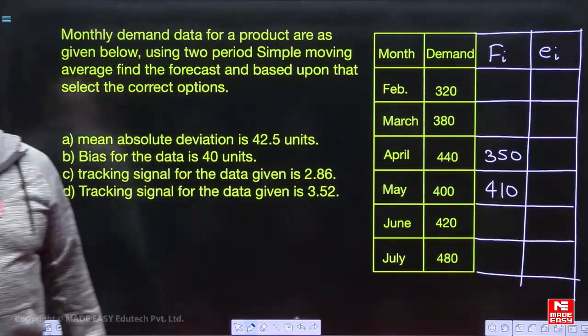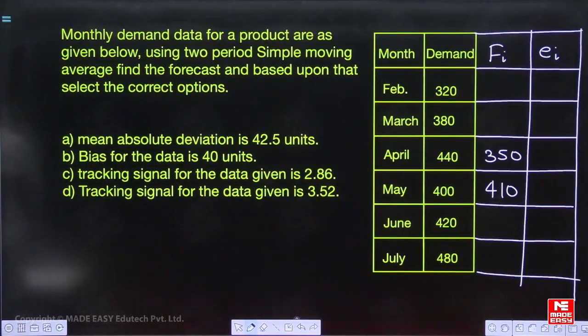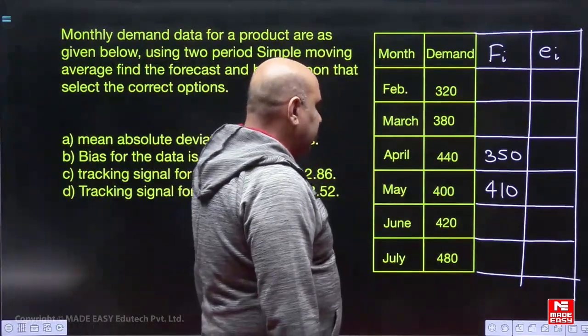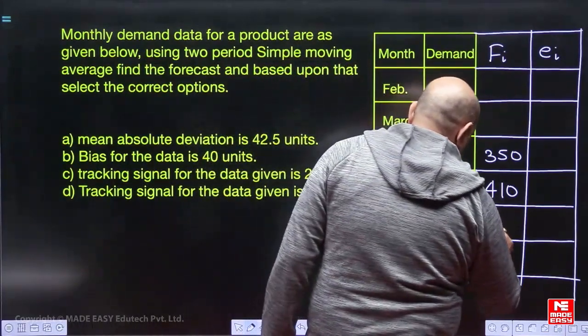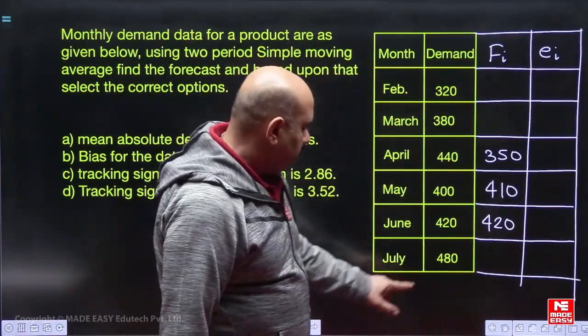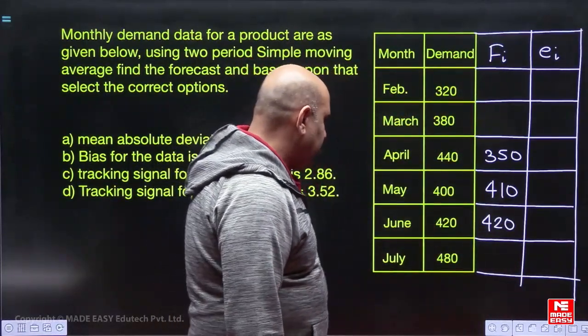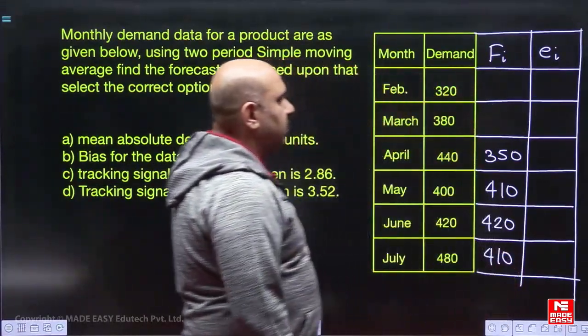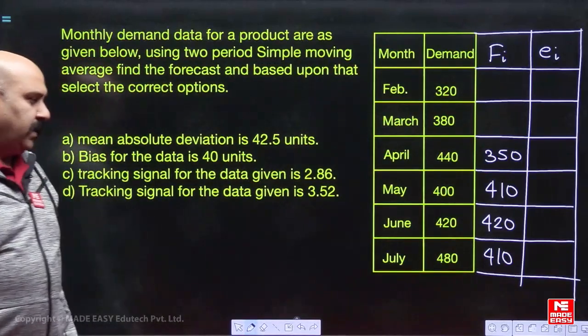The next forecast, 400 plus 440, that is 840 divided by 2, it is 420. The next forecast, 420 plus 400, 410. You see, these are the forecasts. We can get the forecast for the 4 periods only.